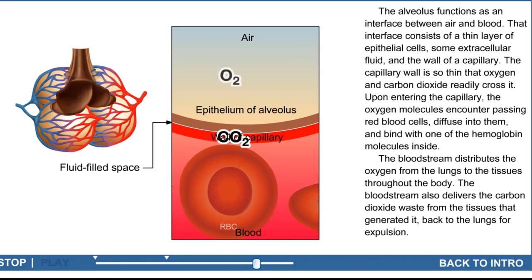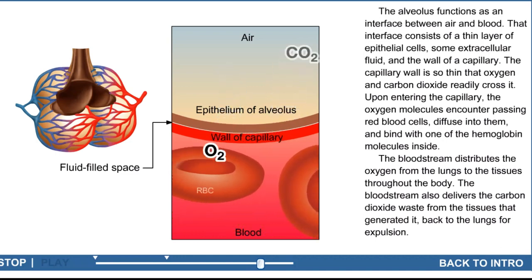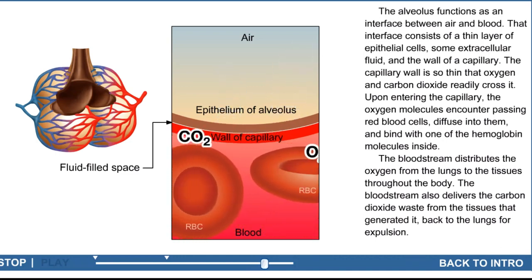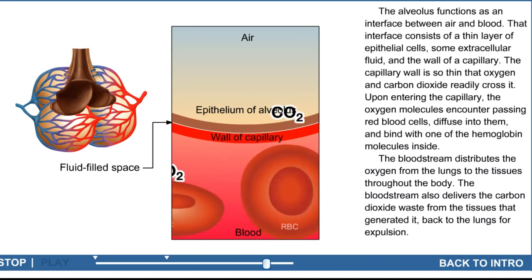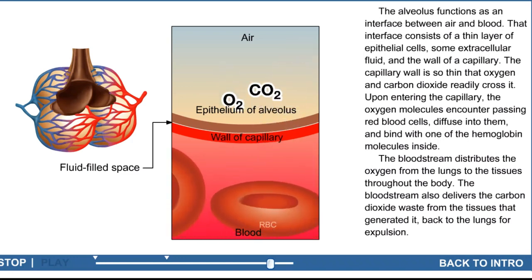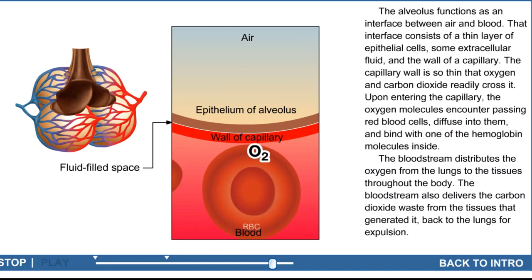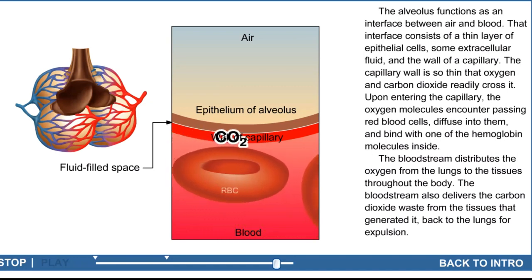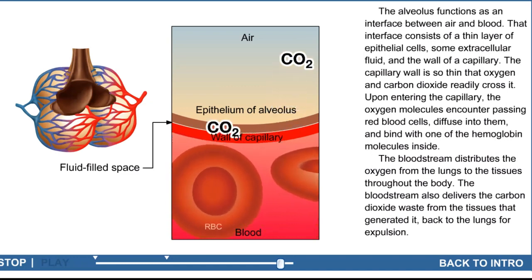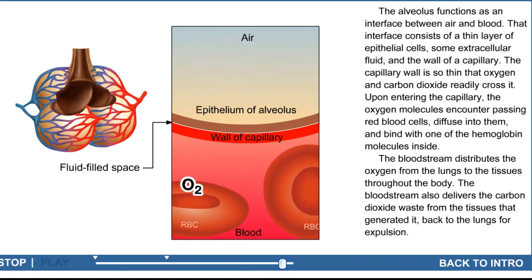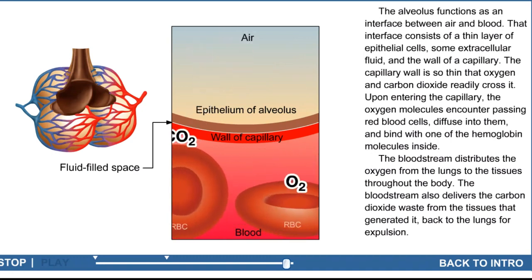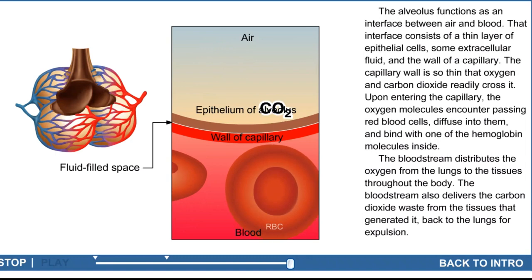Upon entering the capillary, the oxygen molecules encounter passing red blood cells, diffuse into them, and bind with one of the hemoglobin molecules inside. The bloodstream distributes the oxygen from the lungs to the tissues throughout the body. The bloodstream also delivers the carbon dioxide waste from the tissues that generated it back to the lungs for expulsion.